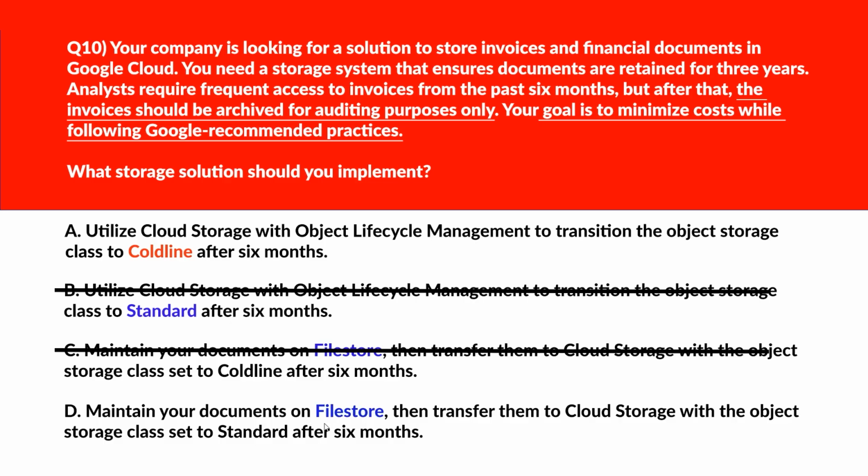D says maintain your documents on Filestore. Filestore is, again, as mentioned previously, an unnecessary overhead for document storage, and Standard storage is inefficient for archival. So on that ground, D is out. We'll lock option E as the right choice.